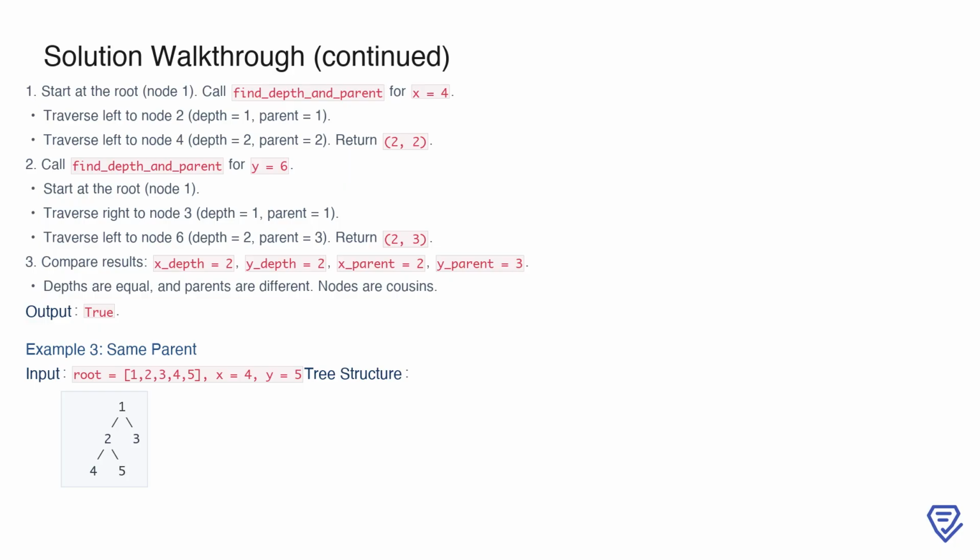Comparing these values, we see that nodes 4 and 6 have the same depth, but different parents. Node 4's parent is 2, and node 6's parent is 3. Since both conditions for being cousins are satisfied, the output is true.